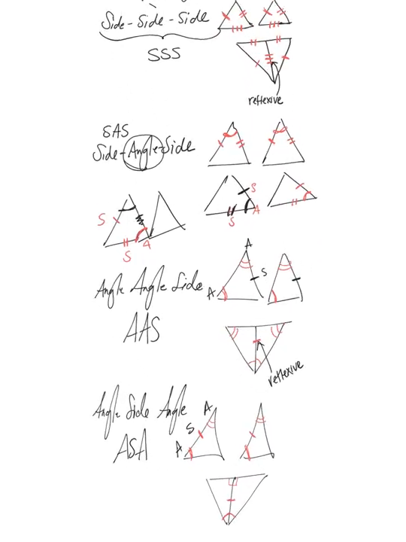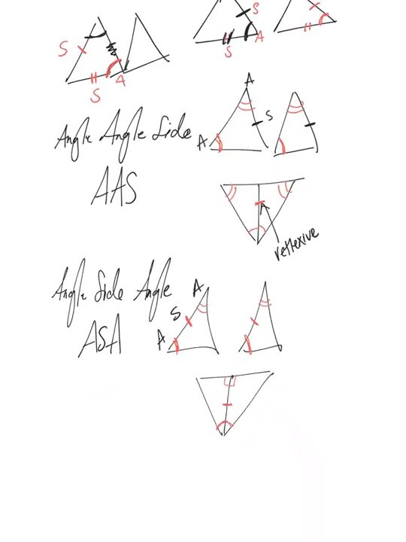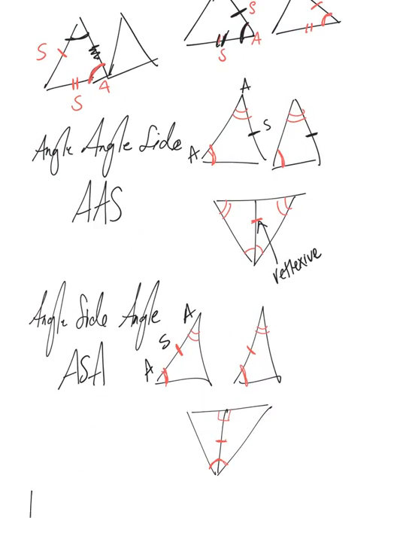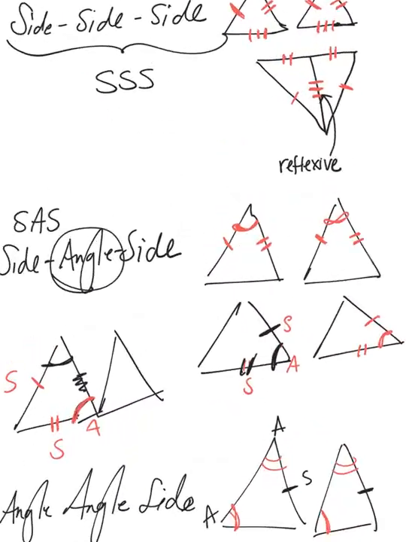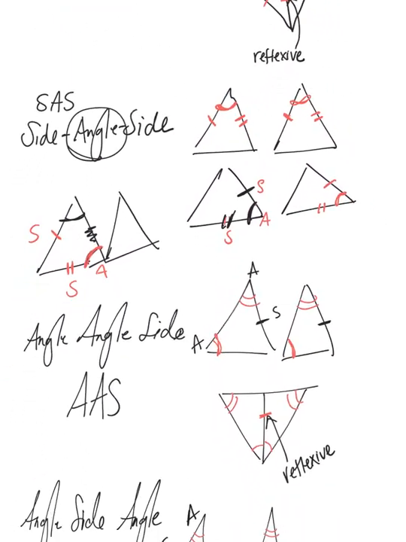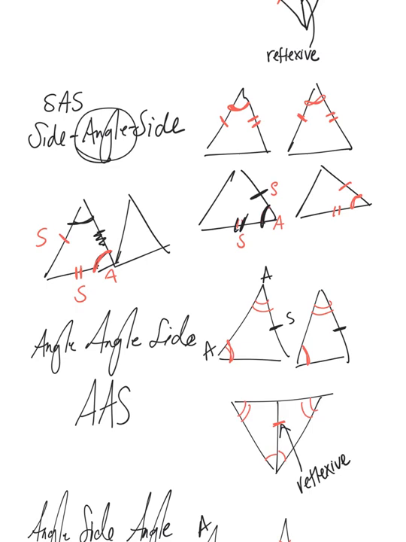Okay, that's it. There's another one I'm going to show you. It's called hypotenuse leg. But we're not going to worry about that one right now. I'm going to show you that in class. So hopefully this kind of makes sense. And in class, we're going to just work on seeing the shortcuts and being able to identify the congruent parts. Okay, so that's it.